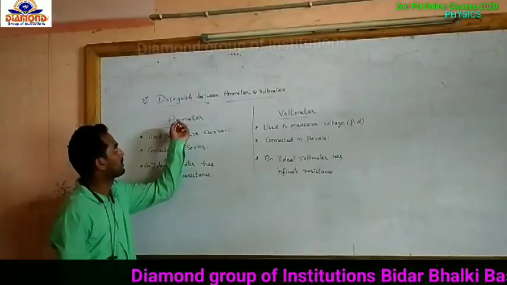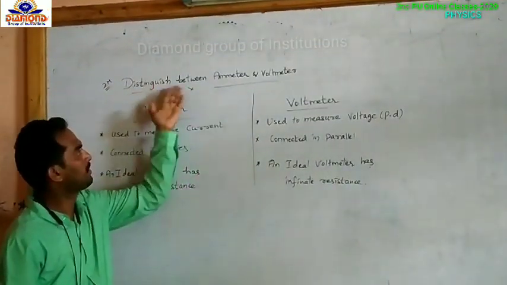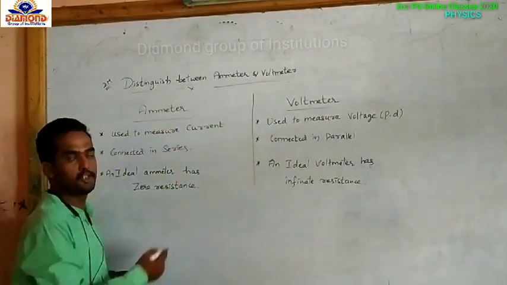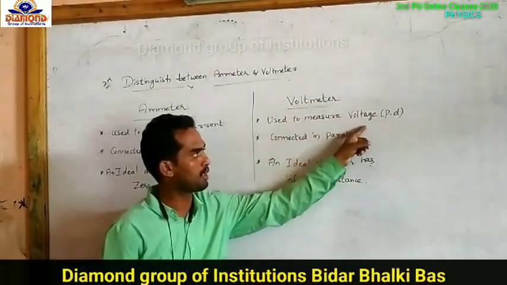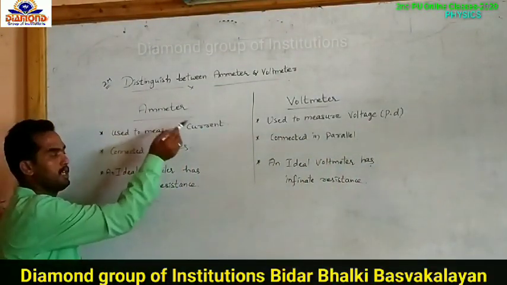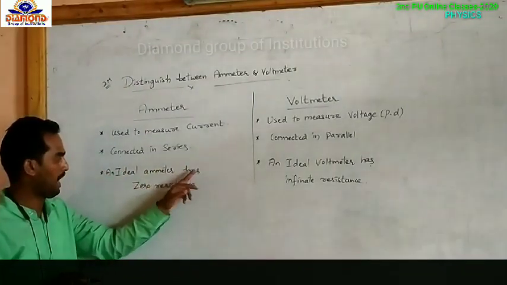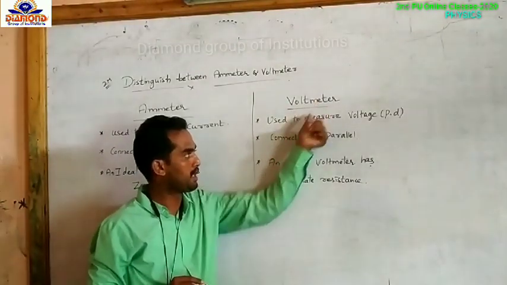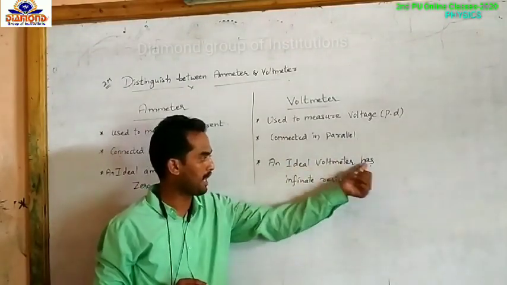So, a simple topic. Distinguish between an ammeter and a voltmeter. What is an ammeter? An instrument used to measure the electric current. What is a voltmeter? It is used to measure the voltage or potential difference. Always remember, an ammeter is connected in series in any circuit, and an ideal ammeter has zero resistance. A voltmeter is always connected in parallel to any circuit, and an ideal voltmeter has infinite resistance.